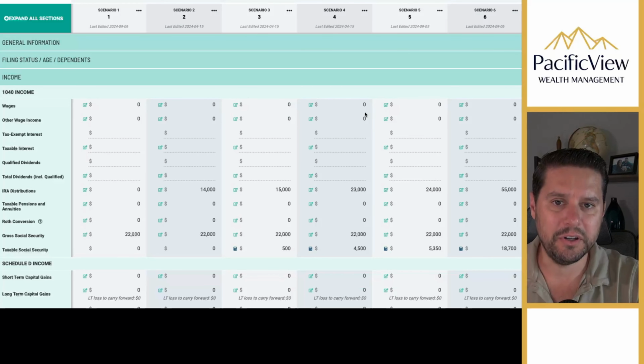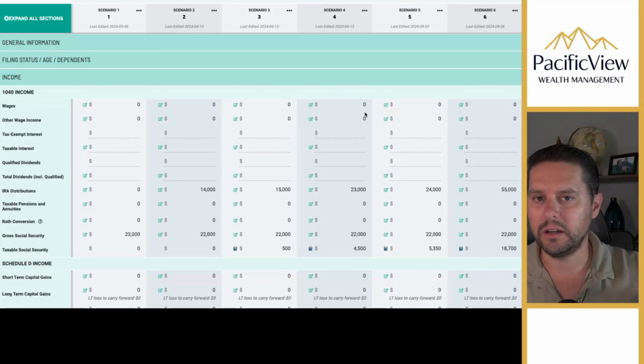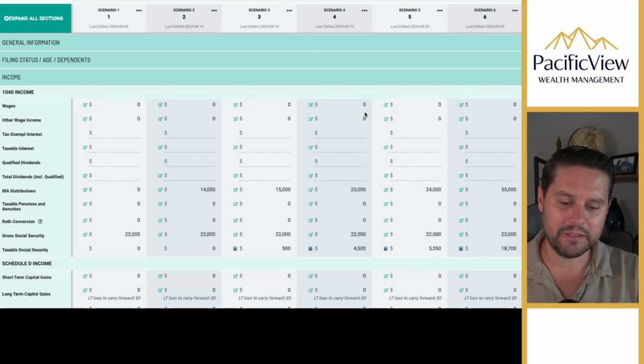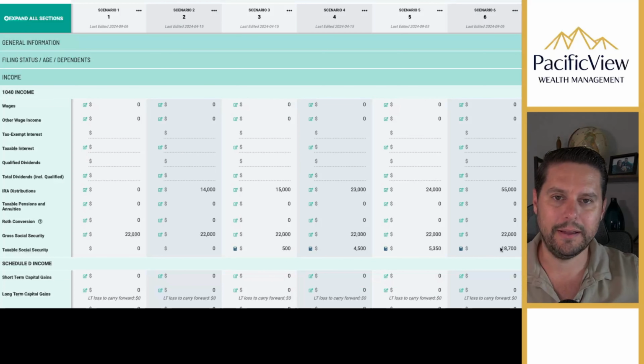Now, this is going to change every year, of course. Right now, they're getting $22,000 in benefits, but next year, they're going to get a COLA increase. They're going to get a tiny bit more. This $18,700 is going to increase a tiny bit. So every year, you kind of have to run through these numbers and see what the difference is.